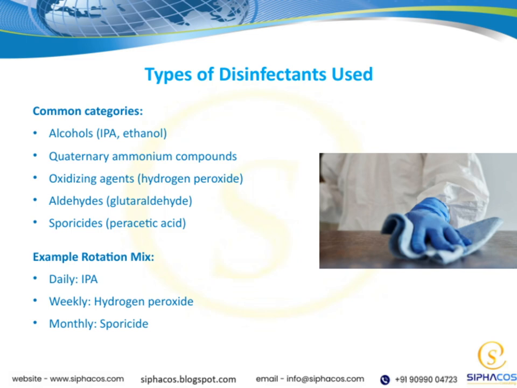In our routine cleaning protocols, we often rotate these disinfectants. For example, we might use IPA daily because it's fast and effective for quick surface disinfection. Hydrogen peroxide could be scheduled weekly, providing a strong yet safe option for deeper cleaning. And sporicides like peracetic acid might be used monthly to ensure spores are effectively eliminated. This rotation helps maintain high disinfectant efficacy and reduces the risk of microbes developing resistance, which ties back to our overall goal of maintaining a safe and sterile environment.